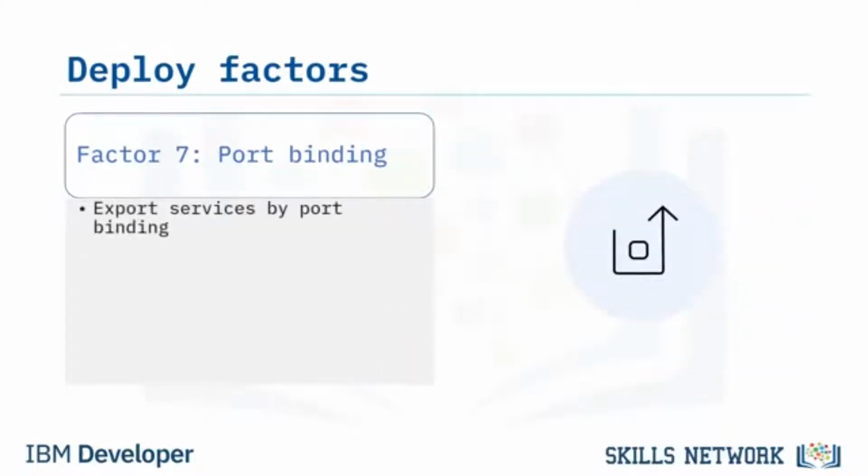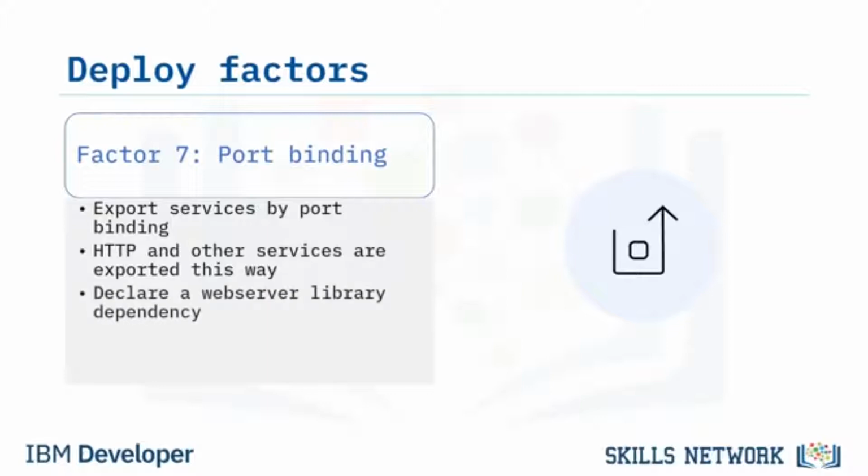Port binding is factor 7. When you create a web-facing service, a web server should not be injected into an application at runtime. Instead, the web app should export HTTP by binding to a port and listening to incoming requests on that port. Port binding can be used for HTTP and other services. Binding a port is generally done in the code by declaring a web server library as a dependency.